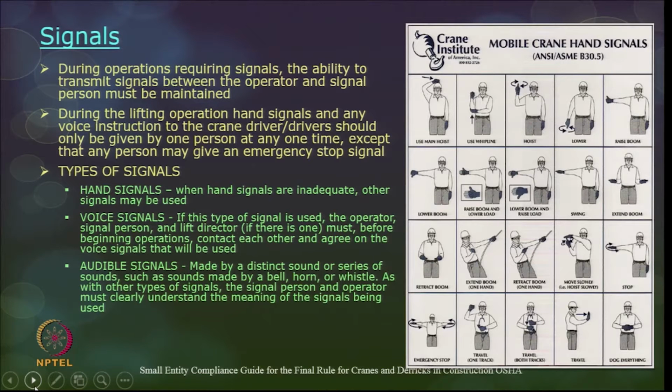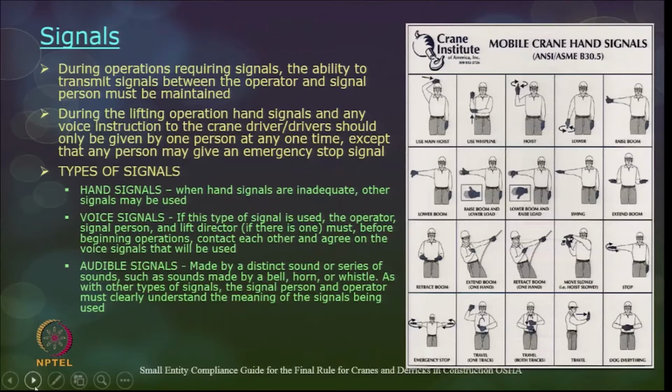So, whenever a crane is in operation, the crane operator and the signaler should understand the operation signals given very precisely. So, during operations requiring signals, the ability to transmit the signals between the operator and signal person must be maintained, and they should also have a common understanding on what is the mode of signal communication, whether it is voice or some other device or a hand signal, it should be clearly informed and communicated. And also sometimes a hard copy of the hand signals should be given to both the parties, so that there is no confusion while taking care of the signals.